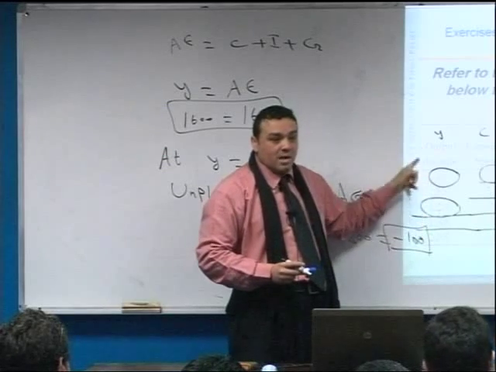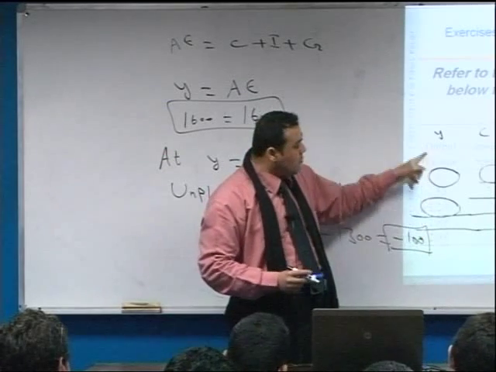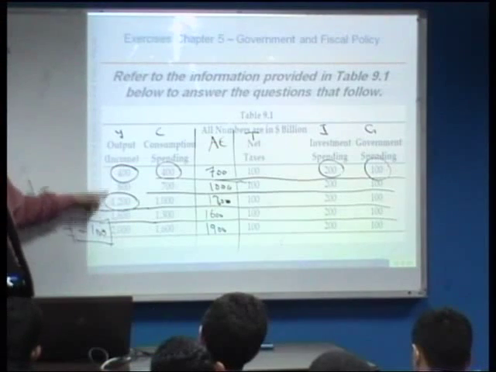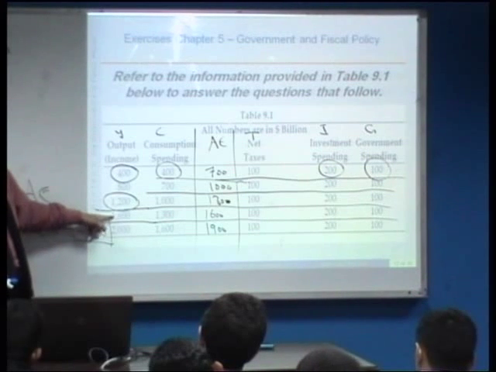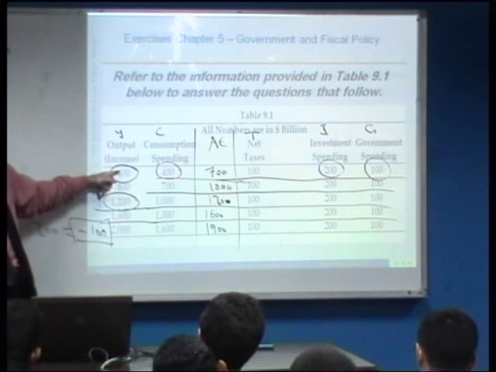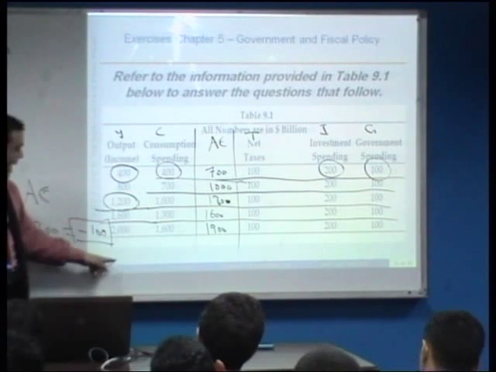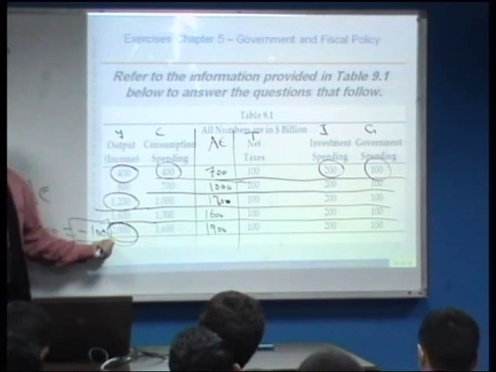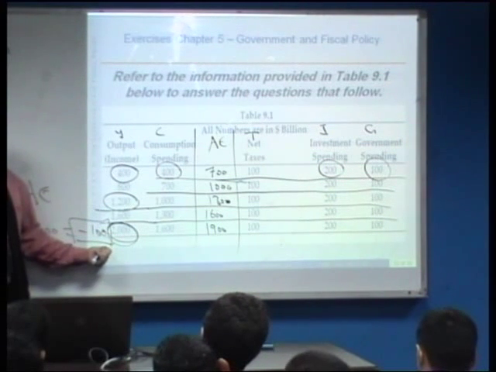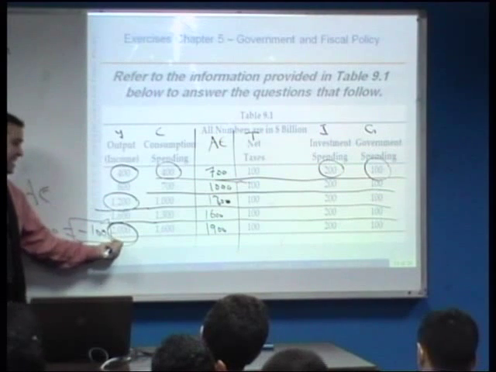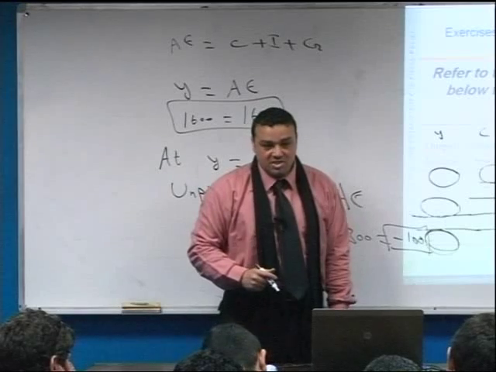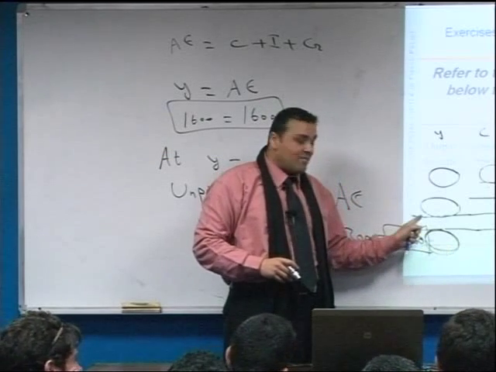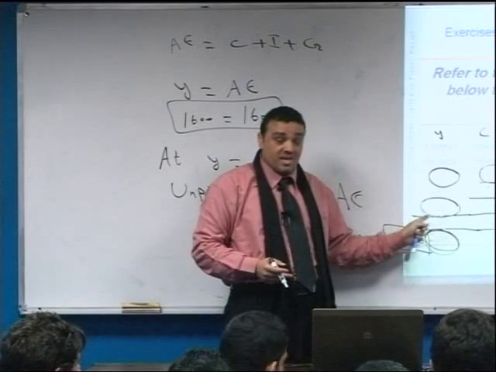Y, or the aggregate output, must increase by how much? 1600 minus 400, by 1,200, right? Then at 2,000, when Y equals $2,000 billion, the aggregate output must decline by 400 to reach the equilibrium. From 2000 to 1600, it is 400 to reach the equilibrium.